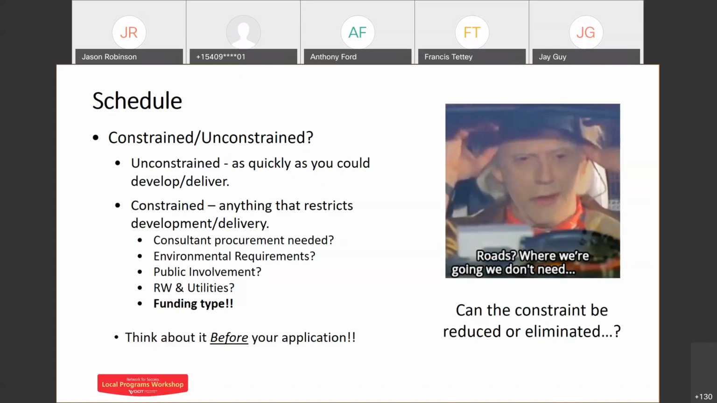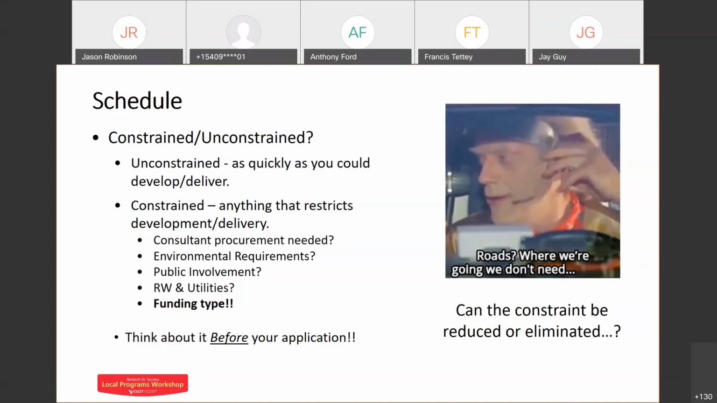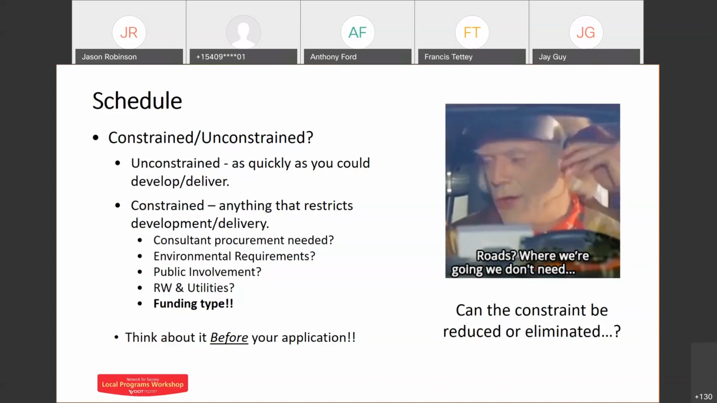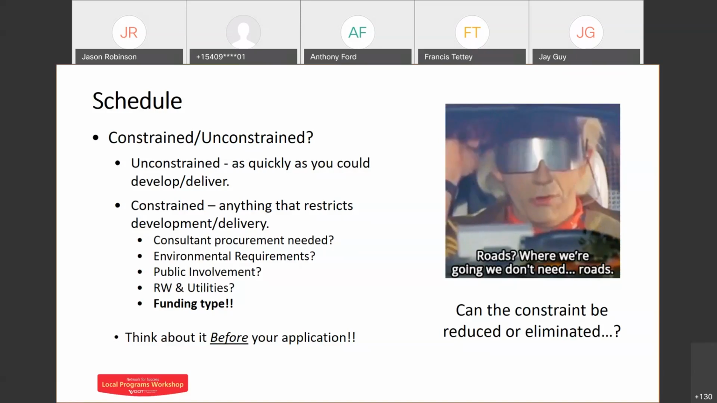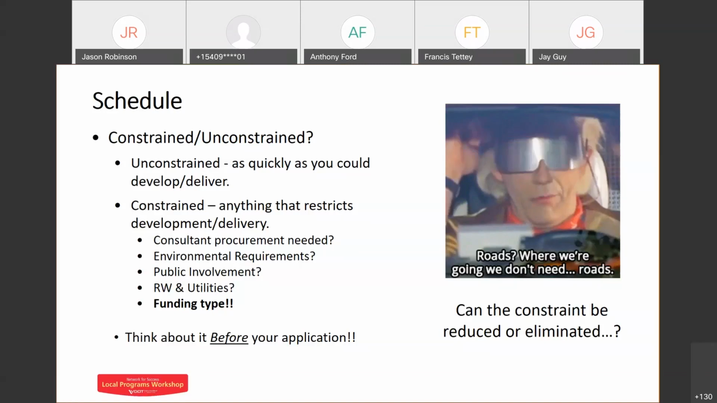Public involvement and right-of-way and utilities. Have you built support for your project with the community prior to requesting the funding? Are you looking at maybe difficult acquisitions, perhaps even considering condemnation on some right-of-way? That takes a lot of time to go through some of those processes.